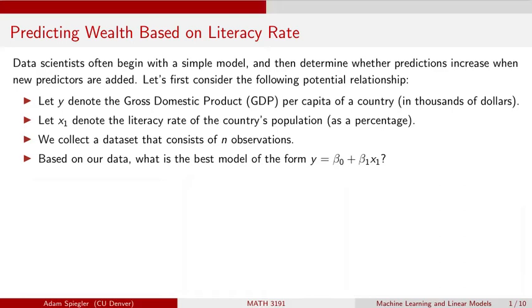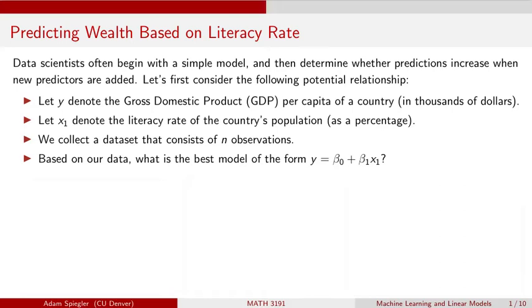So we often start with the simplest model. We take a look at how well that model is predicting the response. And if it's not doing as good of a job as we would hope, then we only add additional predictors if they are helping to improve our predictions. So let's consider the following motivating example to get things going.